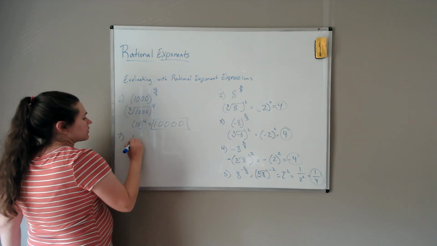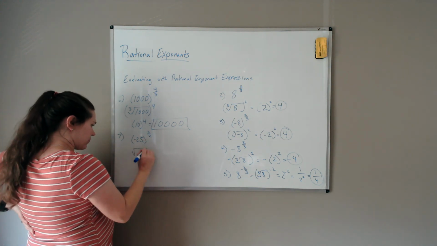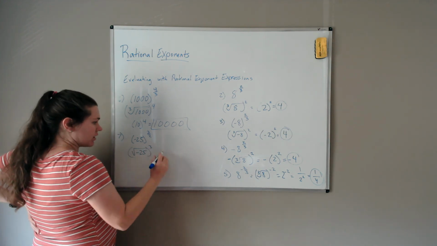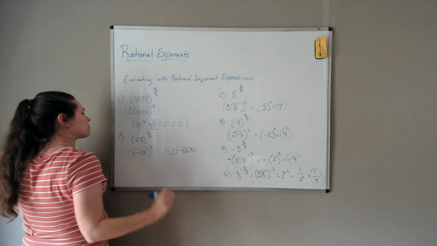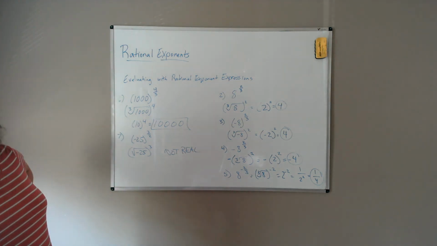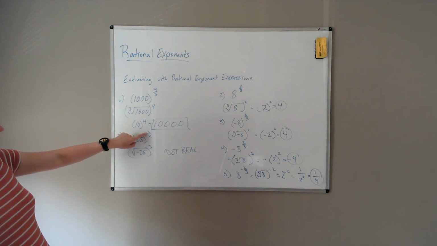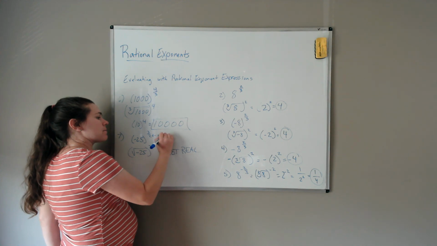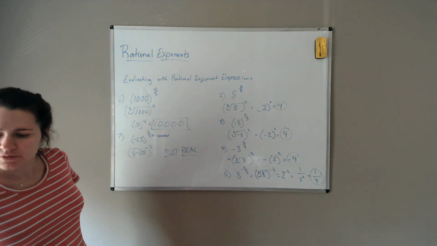Number 7, -25 raised to the 3/2. That would be the square root of -25 raised to the 3rd power. Is this real? No. So yes, I know we know about imaginary numbers, but what I want you to be writing down here is the fact that you understand that taking a number and raising it to a fractional exponent where the index is even means that what you're going to get is not real.